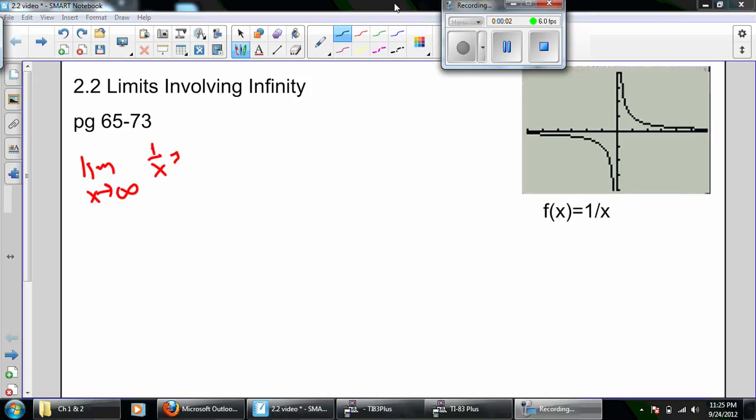Hello again, Calc students. Today we're going to be looking at section 2.2 involving limits involving infinity. This is the first video of two.